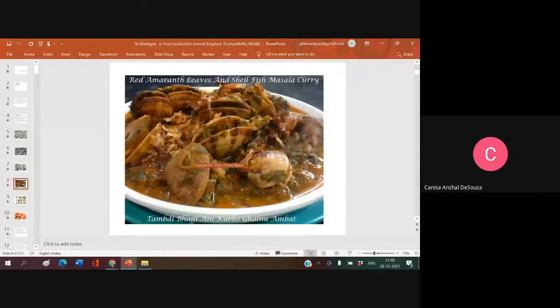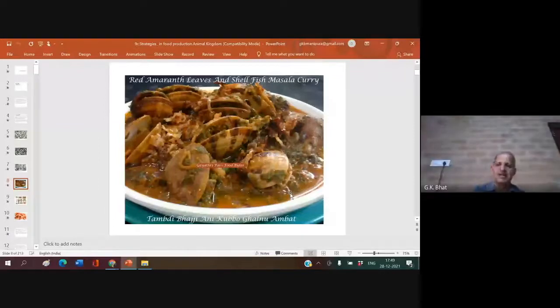It is very common in the coastal belt. Even in Goa, in all these places, it is very common. It is with all the shellfish masala curry. Amaranth leaves are put there. Even strict vegetarians, once they taste it, may not follow strictly vegetarian food.